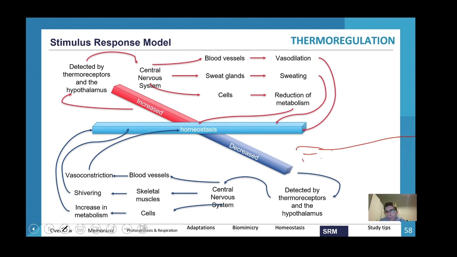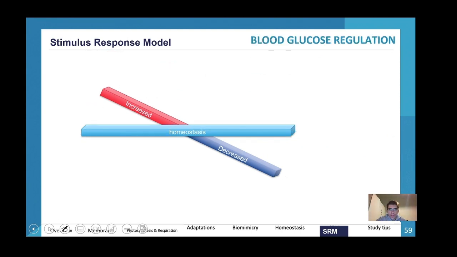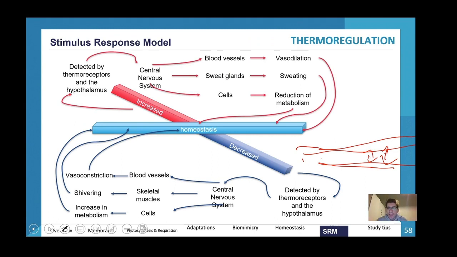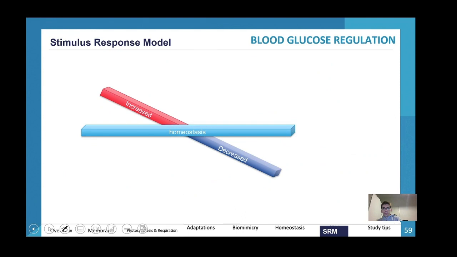So if this is our arm and this is our skin, vasoconstriction will narrow our veins and arteries near the skin. So it will try to increase the distance between the skin and the blood to prevent heat energy from being lost, but it doesn't create more heat energy. So this is how homeostatic balance is maintained, right? This is how thermoregulation happens. I hope this is all good.